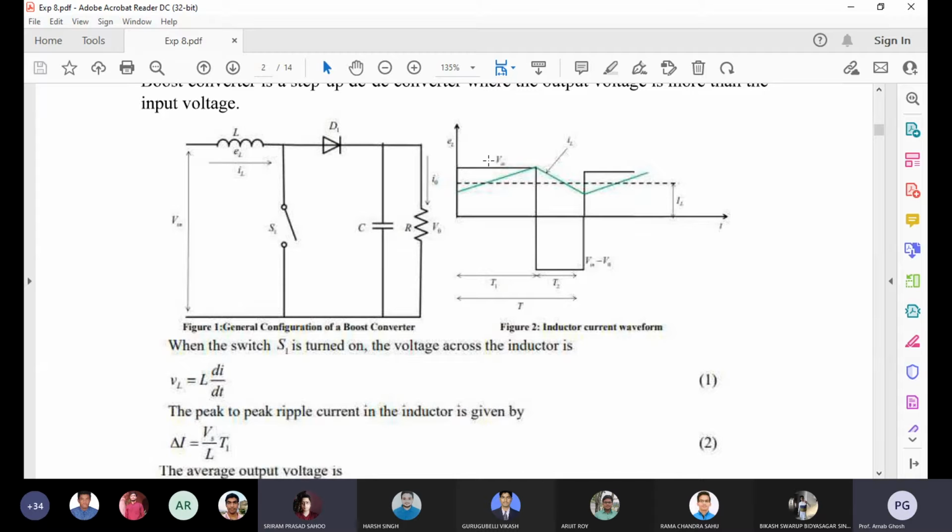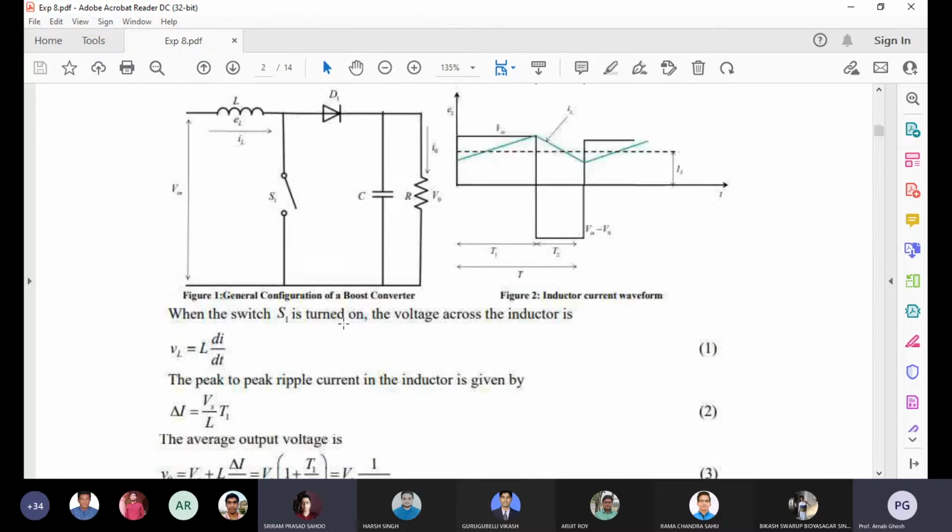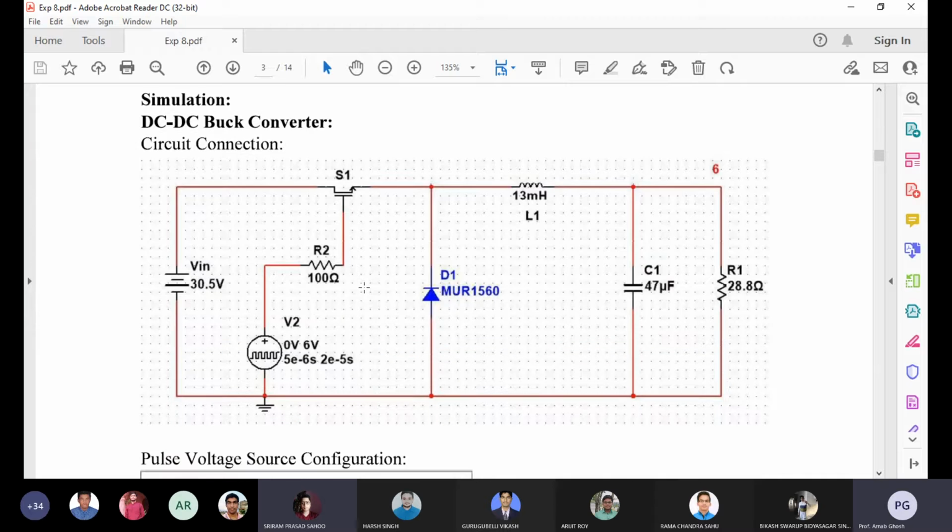Okay, so this is the circuit diagram of that boost converter. Then here you can see the basic circuit diagram in open loop for the buck converter. The parameters are given in that circuit. You need to simulate those values and see what your voltage waveform is.